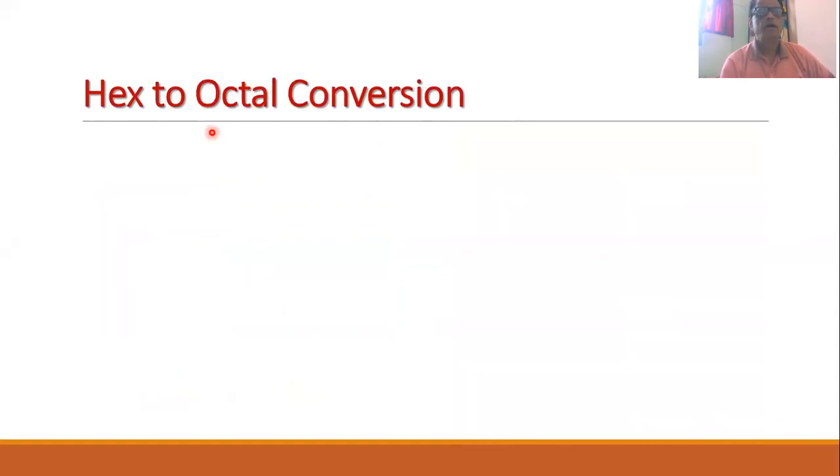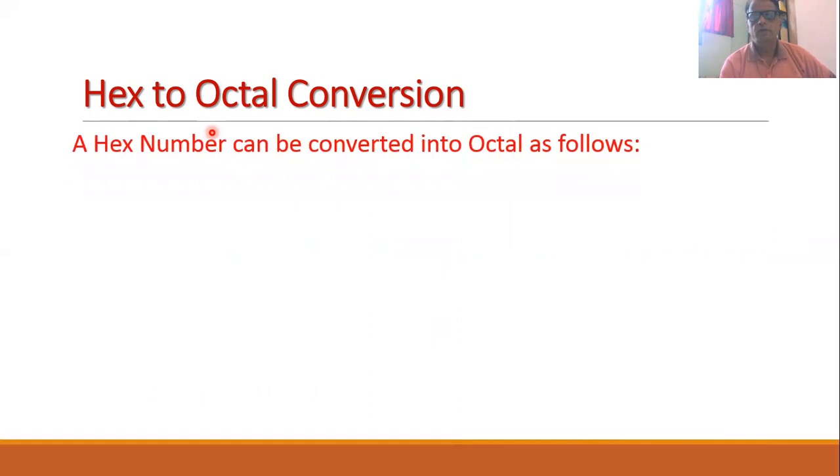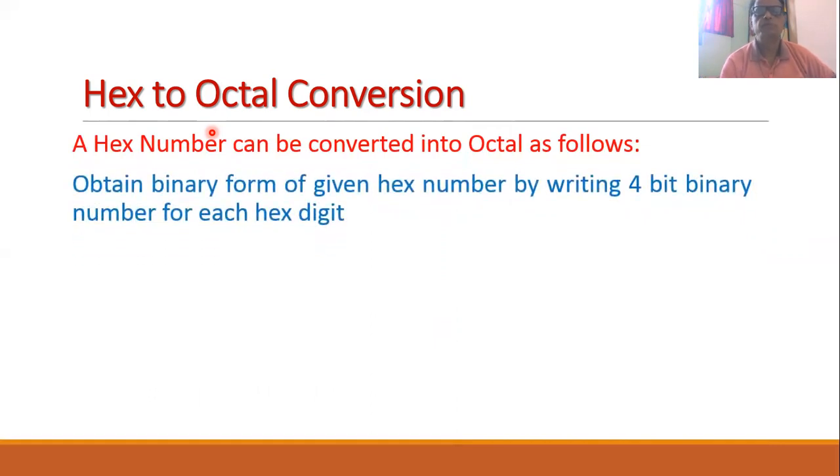Similarly, we can convert a given hexadecimal number into its octal equivalent. And for such conversion, there is a 2-step process. That is, initially you have to convert the given hex number into binary form, and then you need to convert the binary number into an octal number. Say for example, we have been given a hex number, then we can obtain its binary form by writing a 4-bit binary number for each hex digit.